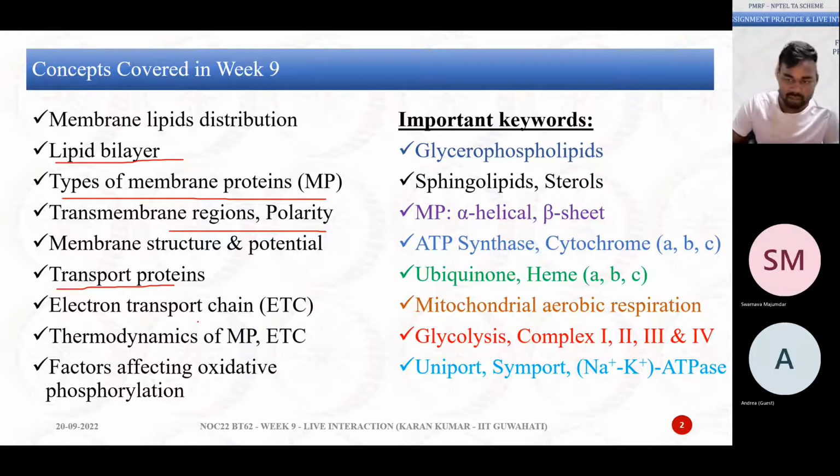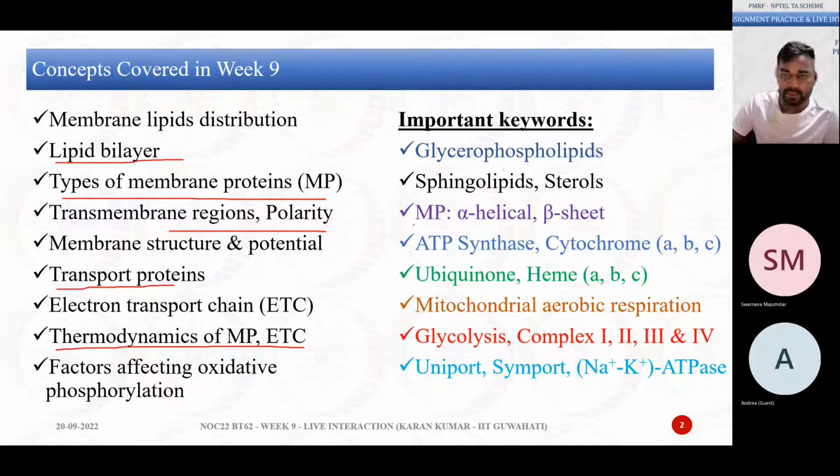There is a specific name for all the complexes. Then you will be learning about the thermodynamics of membrane proteins and the electron transport chain, which is available in the mitochondrial cristae, the inner mitochondrial membrane. Then the factors affecting oxidative phosphorylation. The important keywords are phospholipids, sphingolipids, and sterols. These are all moieties found on the lipid bilayer.